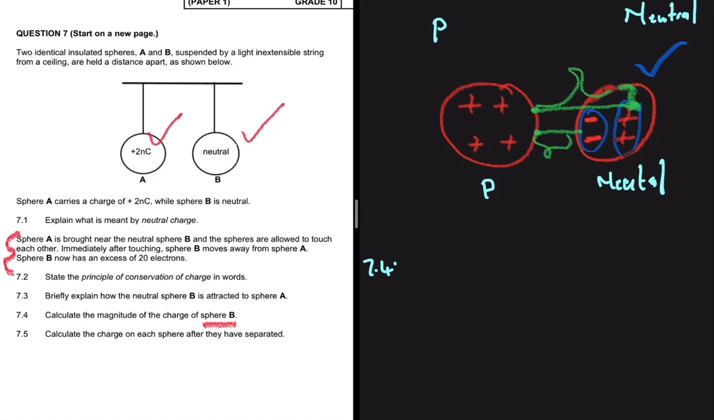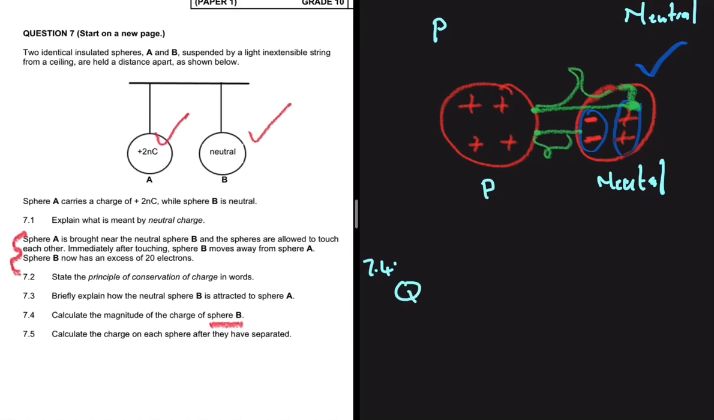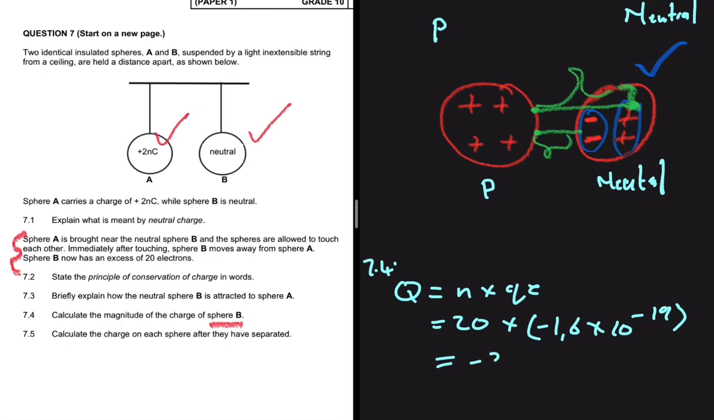To calculate the magnitude of the charge in sphere B, we're going to say that Q, the magnitude of the charge, is equal to N multiplied by the charge of an electron. So what is N? We know that we have 20 electrons in excess, multiplied by the charge of an electron, which is minus 1.6 times 10 to the minus 19. If you put that in your calculator, you will get minus 3.2 times 10 to the minus 18 coulombs.